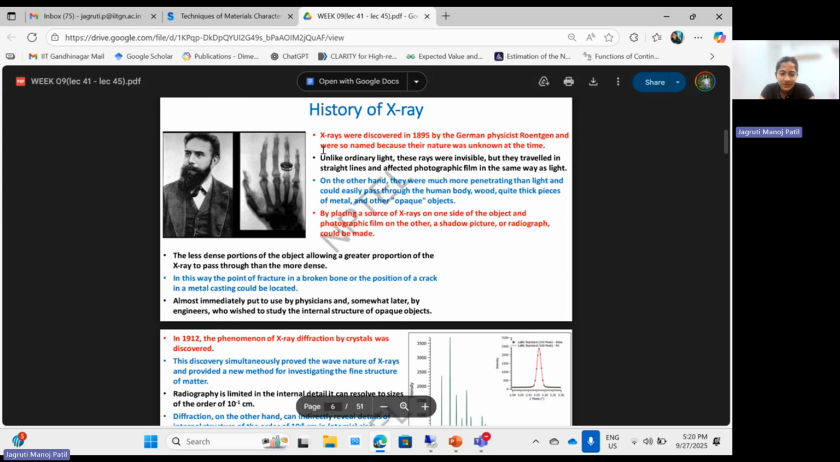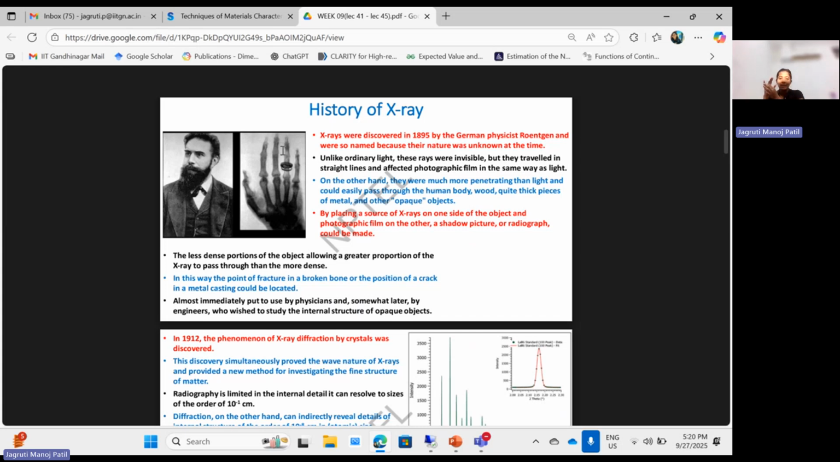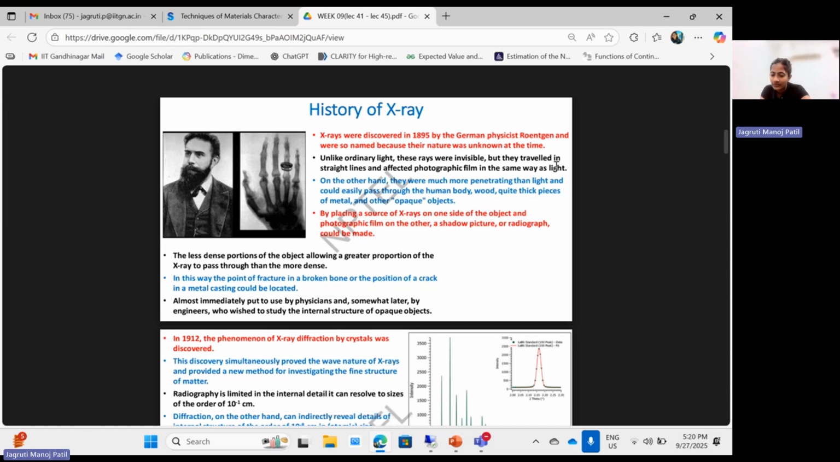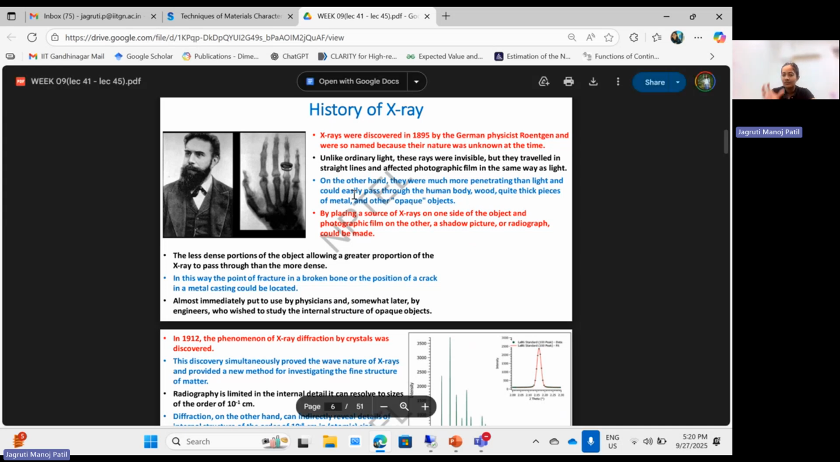The photo that you see over here is his wife's photo with the wedding ring that she had. At that time it was established that, unlike ordinary light, these rays are invisible, you cannot see them, but they are ionizing radiation, so they can hurt us if prolonged exposures are provided. They travel in straight lines and affect photographic film in the same way light does. On the other hand, they are much more penetrating than light and can easily pass through the human body, wood, thicker pieces of metal, and other opaque objects.